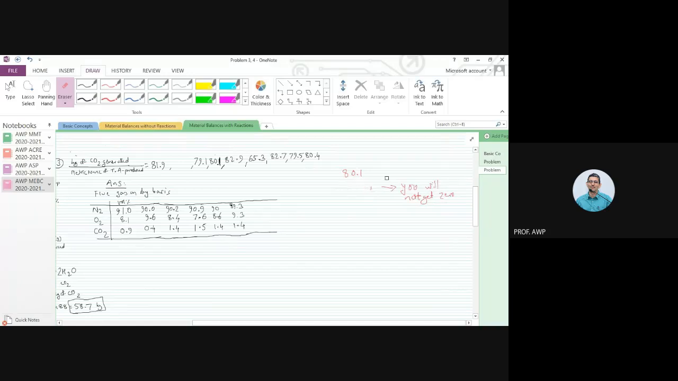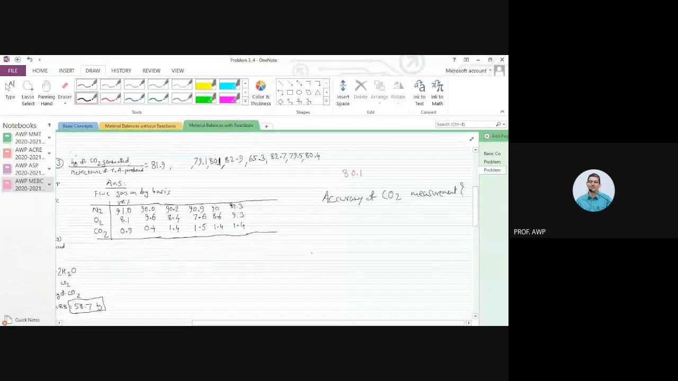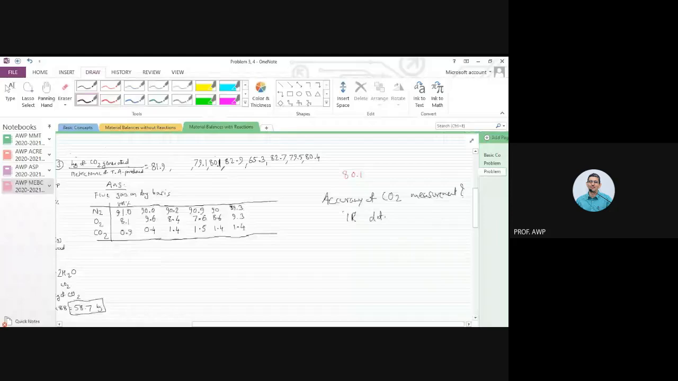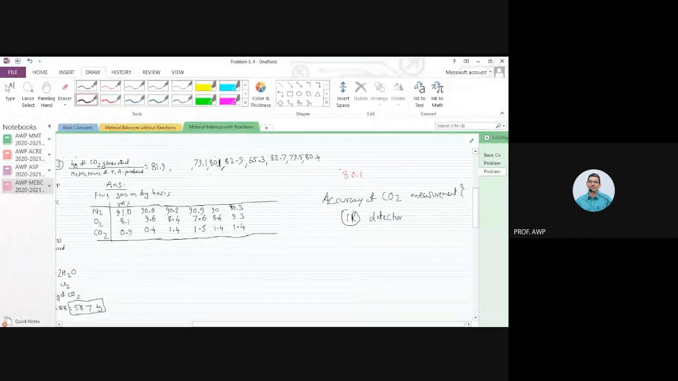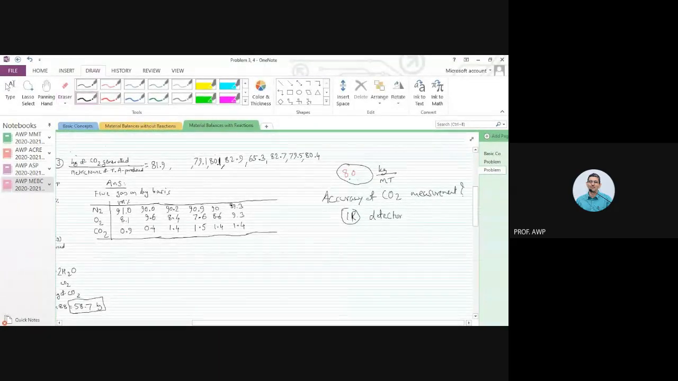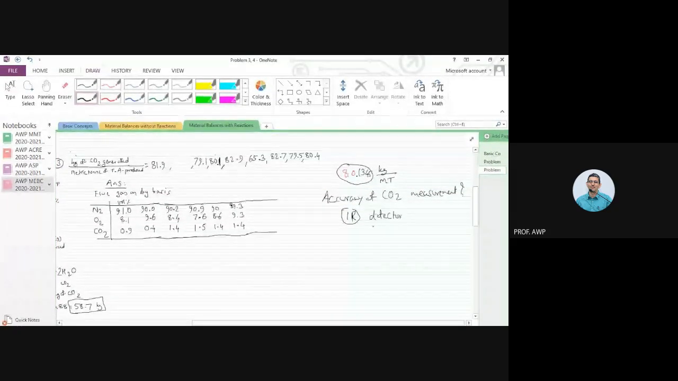What is the margin of error? What is the accuracy of your CO2 measurement? Do you know how CO2 is measured? CO2 is measured using an IR, infrared detector. So what is the accuracy of that detector? That is what will tell you the level of acceptable accuracy here. Whether it is 80.1 kg per metric ton, or I say 80, it is okay. There's no point in calculating an answer which is 80.111345. Your detection has no accuracy up to so many decimal places.